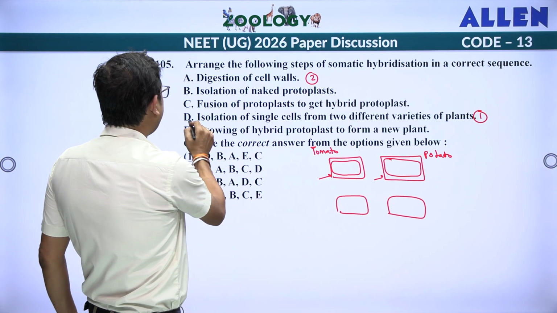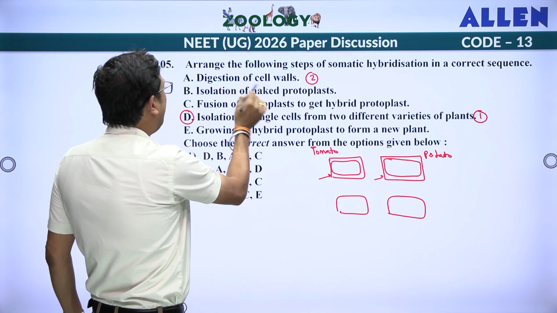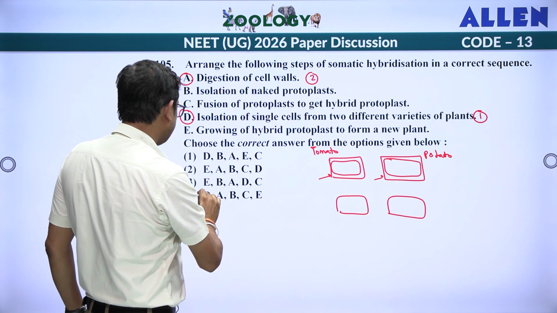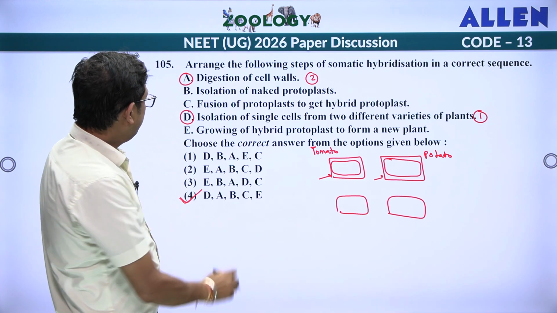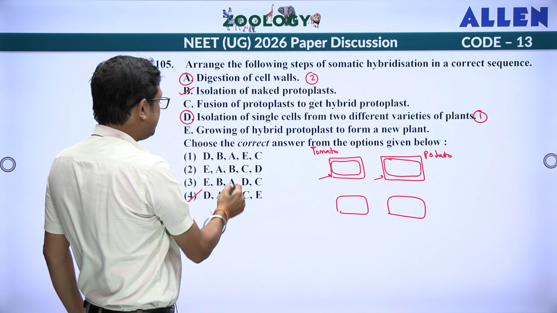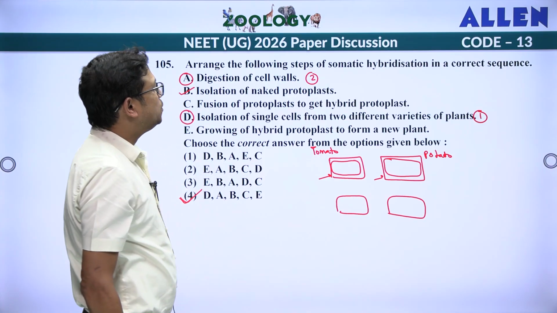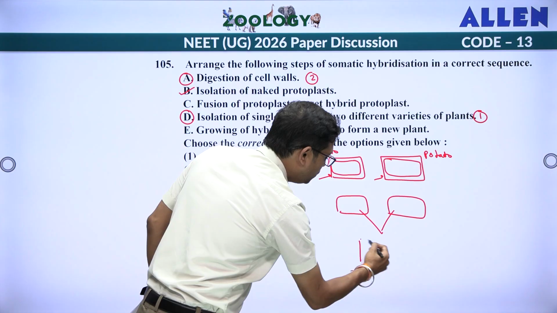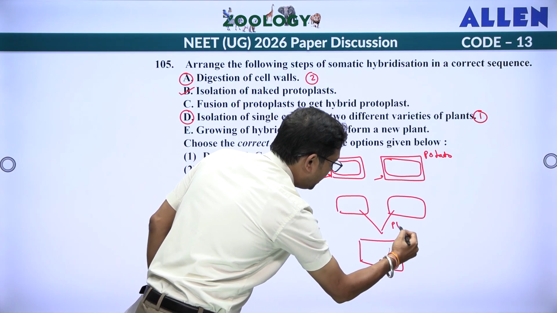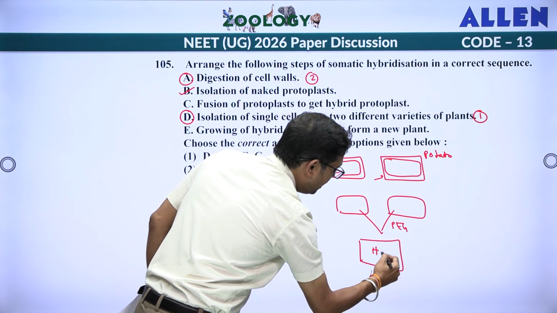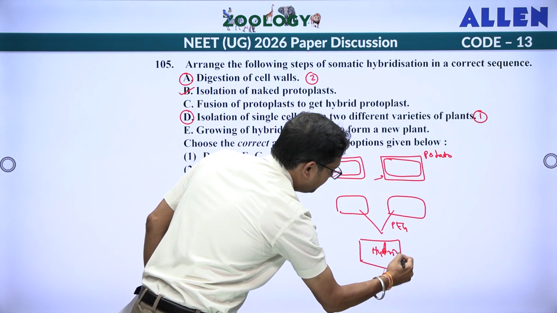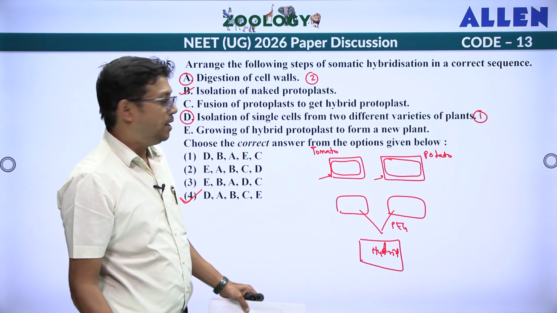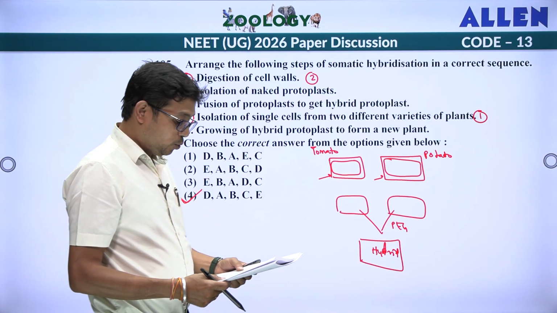So, first we need to check, first one should be D and second one should be A. So, how many options say like this? So, only one option, DA. Then isolation of naked protoplast and then fusion of the protoplast to get a hybrid protoplast. So, I need to fuse them by using PEG or polyethylene glycol. So, I will get a hybrid. Okay, then growing of the hybrid protoplast to form a new plant. So here answer will be the fourth one.